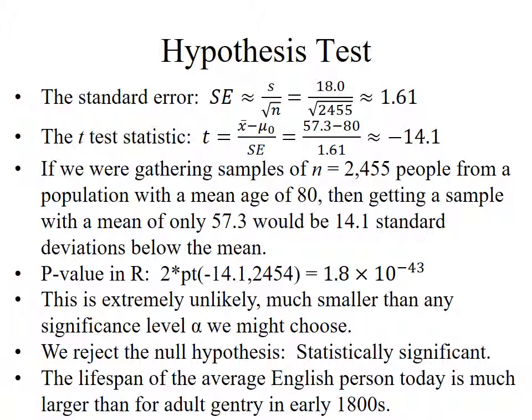That difference between a sample mean of 57.3 years and a population mean of 80 years is very, very, very statistically significant. We can therefore draw a conclusion. The lifespan of the average English person today is much larger than for the adult gentry in the early 1800s when this person was gathering the data. We have a statistically significant difference.